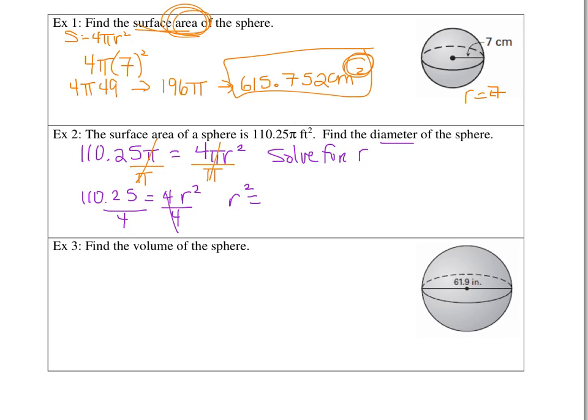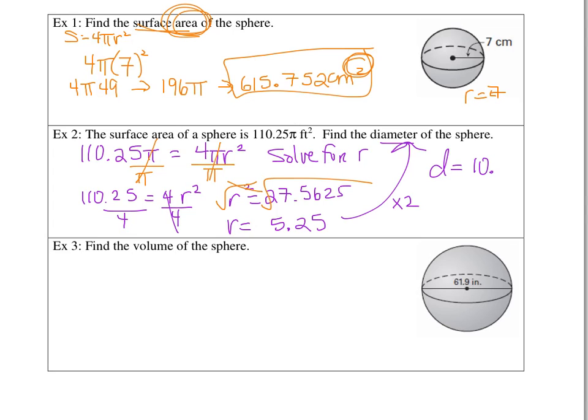So r squared is going to be 27.5625, and to get rid of our squared, remember the opposite of that is square rooting it. So the square root of that gives us 5.25 exactly. To find our diameter, we need to multiply that by 2. So our diameter is going to be 10.5, and this would be feet. And that's it for that question.